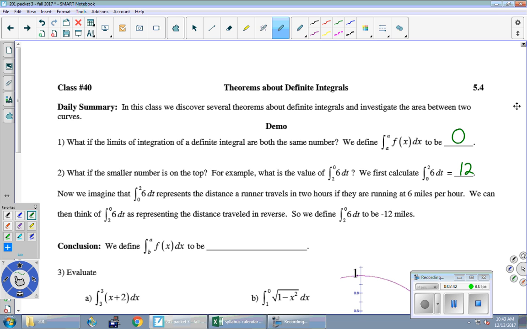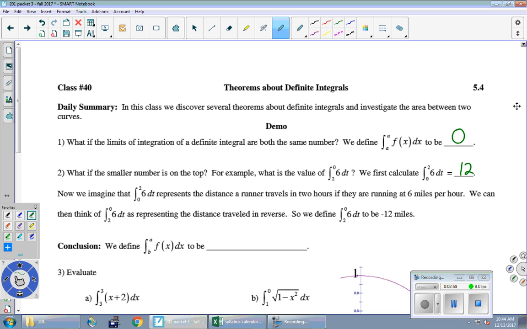Now let's imagine that this integral represents the distance a runner travels in 2 hours if they are running 6 miles an hour. You buy it? Constant 6 mile an hour speed. The area under that velocity curve is the distance traveled. And so we went 12 miles. That makes sense. 6 miles an hour for 2 hours.